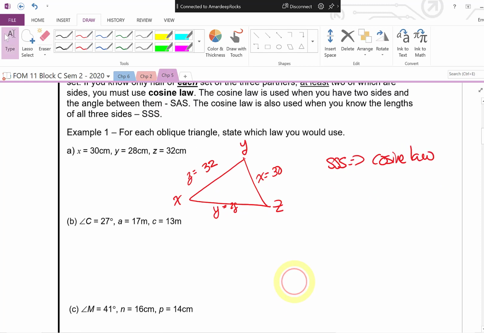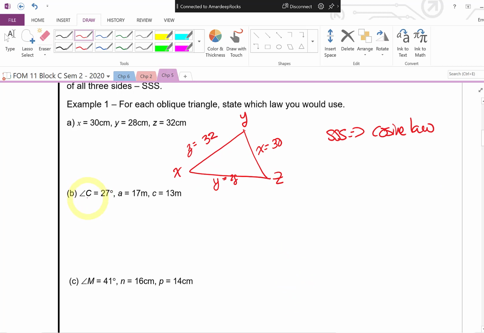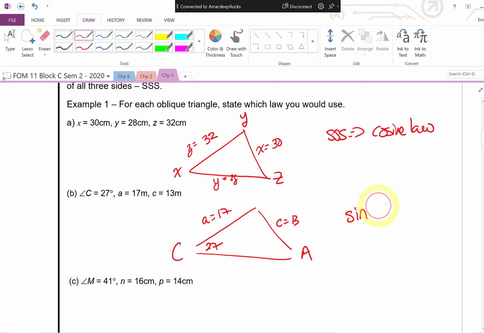Okay, now angle C is 27, side length C is 13. As soon as I see that, I'm going to go angle C is 27, length C is 13. Right away, I'm thinking automatically sine law. So I'm going to go angle A, little a is 17. So we have a pair, right? And half of another one. So this is going to be sine law.